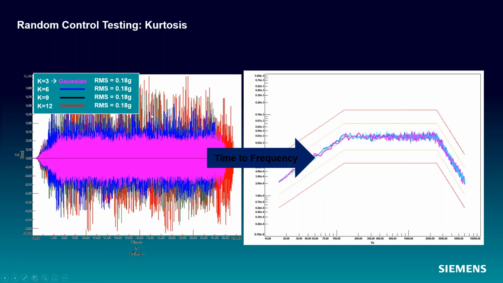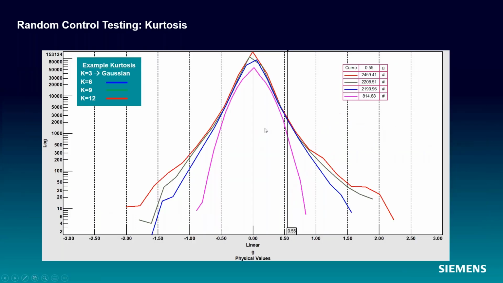An important thing to understand with this is you don't see kurtosis effects in the frequency domain, okay? Because we have the same amount of RMS energy going into this. It's the same amount of energy, so our PSDs are going to be pretty close to each other. But if you look at the time domain, you can see a kurtosis value of 12 has a lot more peaks than a kurtosis value of 3, which is Gaussian random.